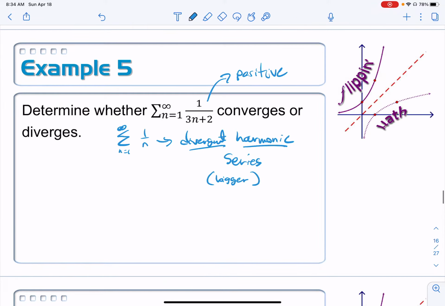Okay, we need to say that 1 over n is less than or equal to 1 over 3n plus 2. I got a bad feeling about this. You know why? That's because this is a bigger denominator than this one. We divide by a bigger number, so overall this fraction is going to be smaller than that one. Don't believe me? Here, let me cross multiply.